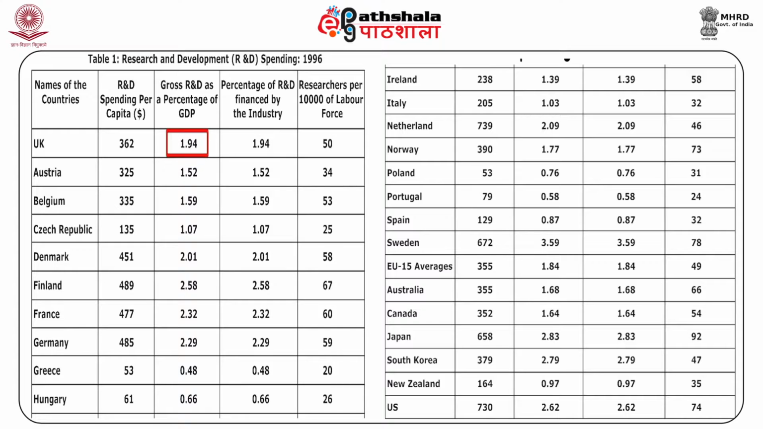The percentage of R&D spending in total GDP of that country was less than 2% in the UK at 1.94% and more than 2% in the US at 2.62%. However, the highest percentage of R&D spending in GDP was invested by Sweden at 3.59%, which was close to 4%, almost double of the UK spending. The percentage of R&D spending financed by the industry is important to analyze here.